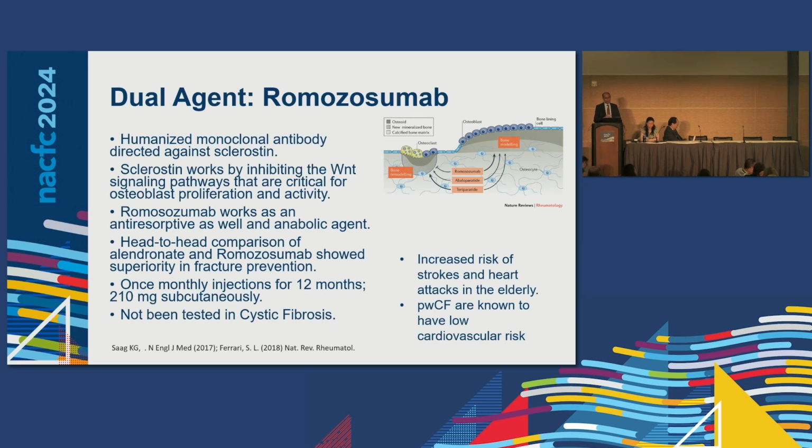Now, this is not in people with CF. This hasn't been tested very well in people with cystic fibrosis. There are some anecdotal reports of romosozumab use, but it has not been very rigorously studied.